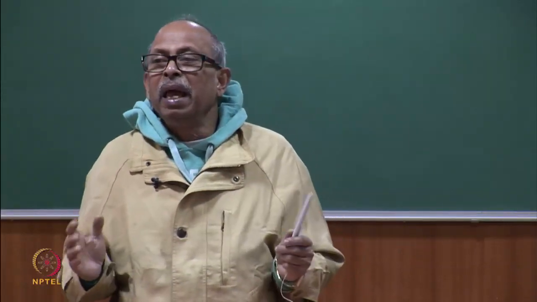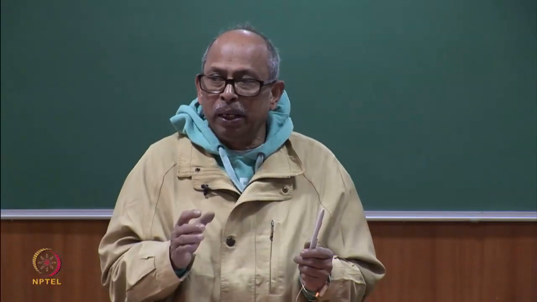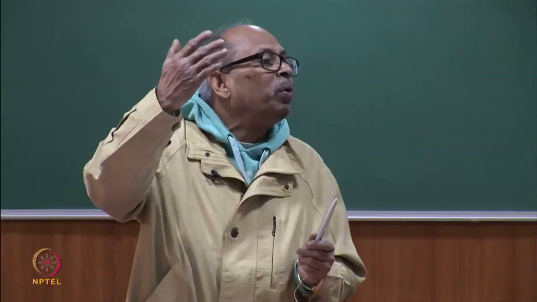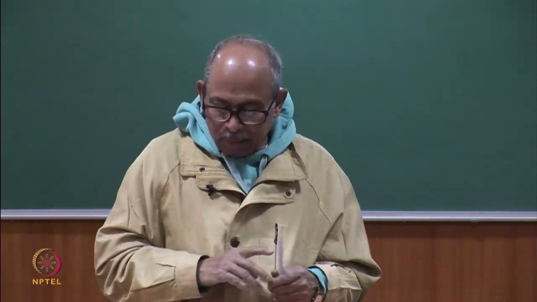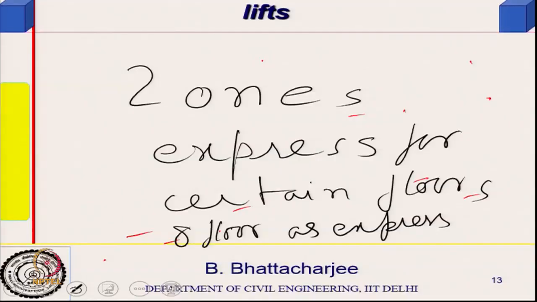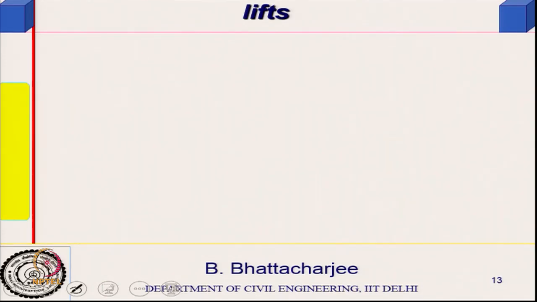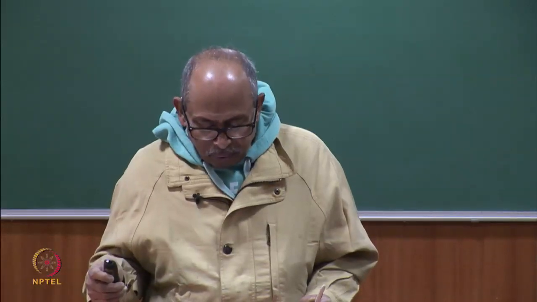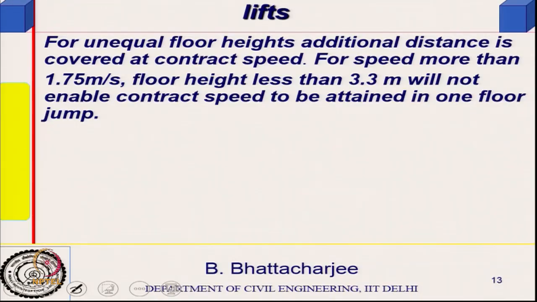People dislike to wait, and also space can be utilized. For example, if the shaft is up to the 8th floor only, the top floor I can use for my functional purpose. So this is one aspect, and there are some problems in dealing with this sort of situation. Okay, so that is one thing. So for unequal floor heights, the additional distance is covered at contract speed. For speed more than 1.75 meters per second, a floor height less than 3.3 meters will not enable contract speed to be attained.